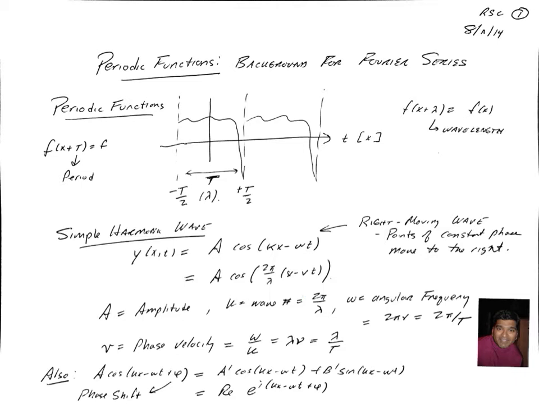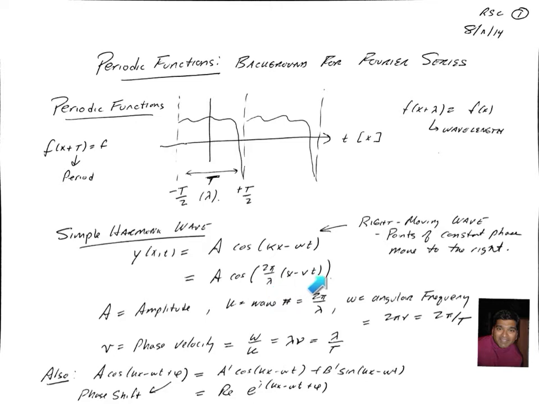Equating these two expressions, we see k, which is known as the wave number, is just 2 pi over lambda, this prefactor here. v is the phase velocity, and in fact v is just omega over k, because if I factor out k, I get omega over k.